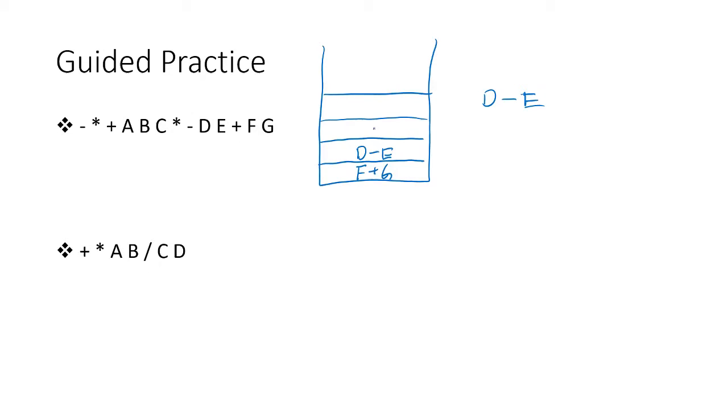Okay, now we have multiply. So let's pop off the multiply, pop off the D minus E, pop off, oh, I made a mistake right there. D minus E was the first one we popped off, so it should be on the left side. And then pop off the F plus G. And then push it back on.